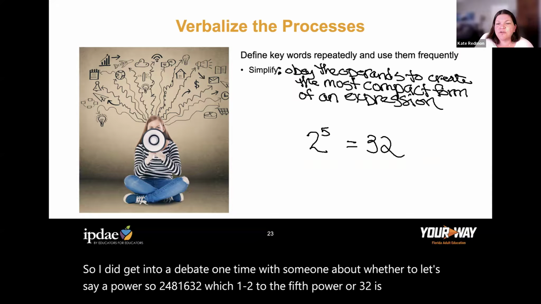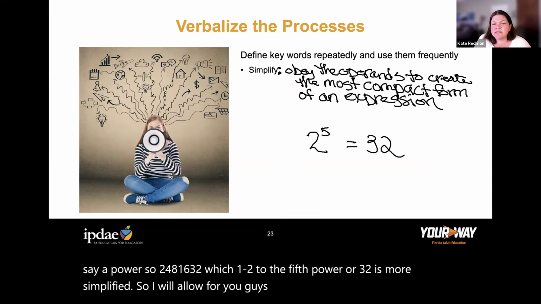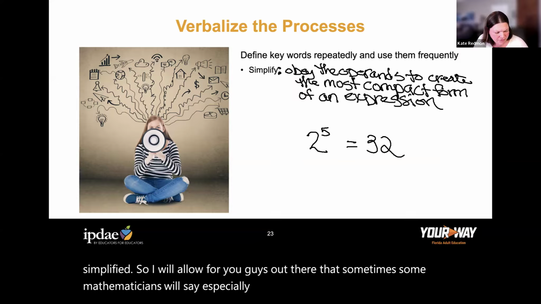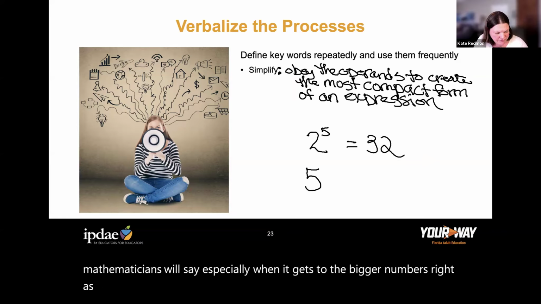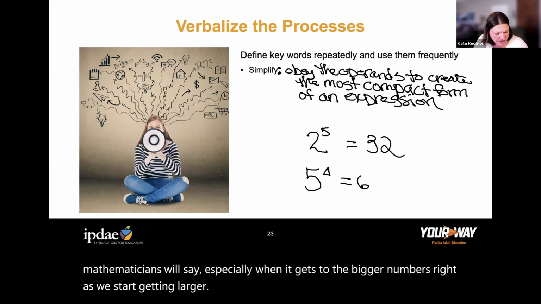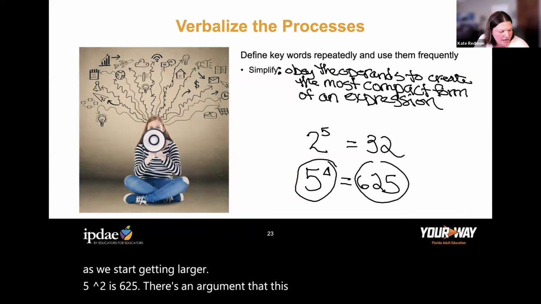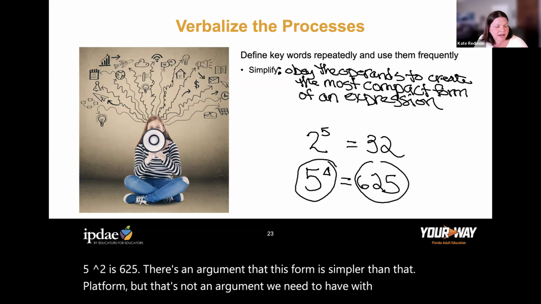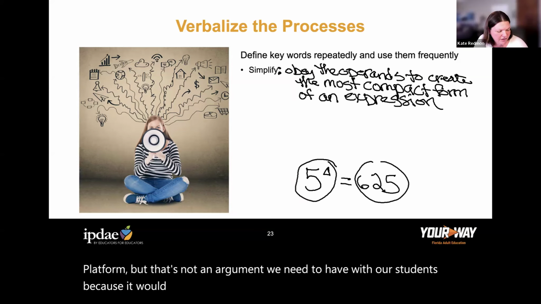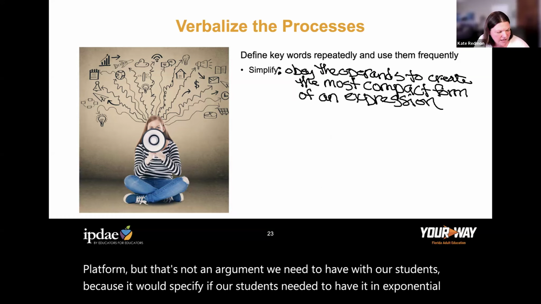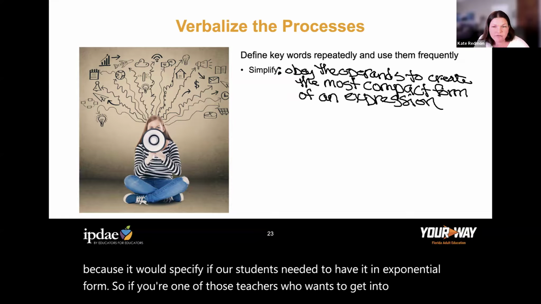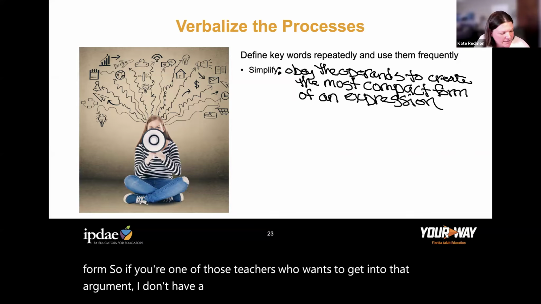So I will allow for you guys out there that sometimes some mathematicians will say, especially when it gets to the bigger numbers, right? As we start getting larger, 5 squared is 625. There's an argument that this form is simpler than that form. But that's not an argument we need to have with our students because it would specify if our students needed to have it in exponential form. So if you're one of those teachers who wants to get into that argument, I don't have a strong opinion on it, okay, you guys?